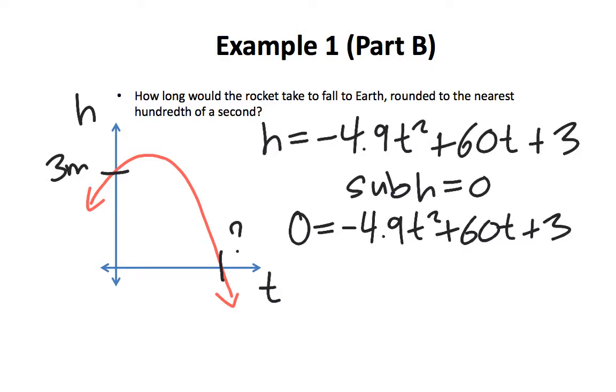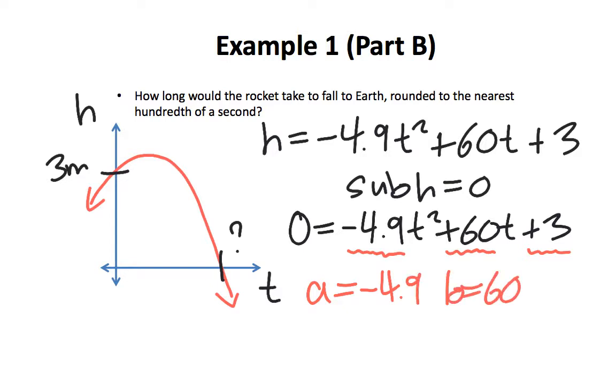If we're using the quadratic formula, we need to figure out what the values of a, b, and c are. That would be a, that would be b, and this would be c. Don't forget that the signs are included. So a would be negative 4.9. b would be positive 60. I'm not going to write the plus sign in though. And c would be positive 3.